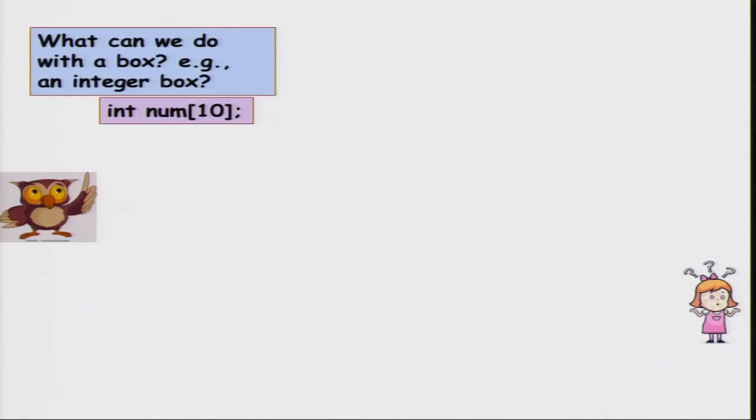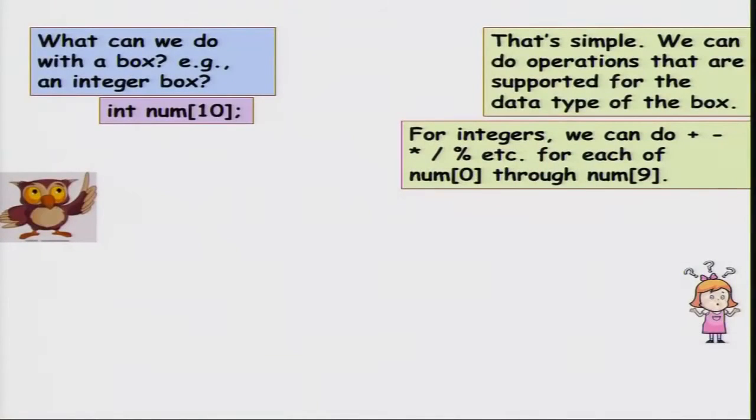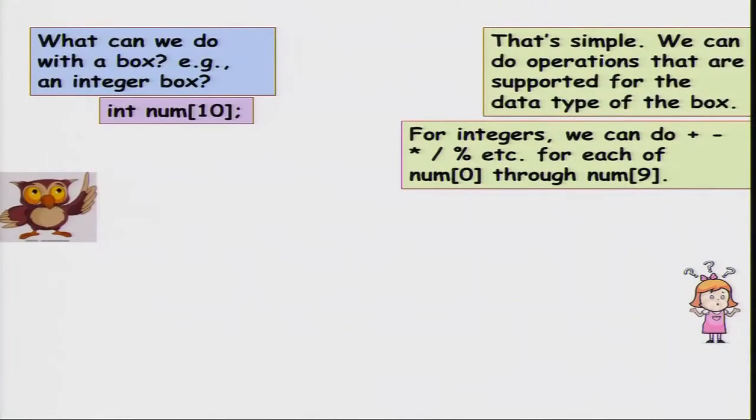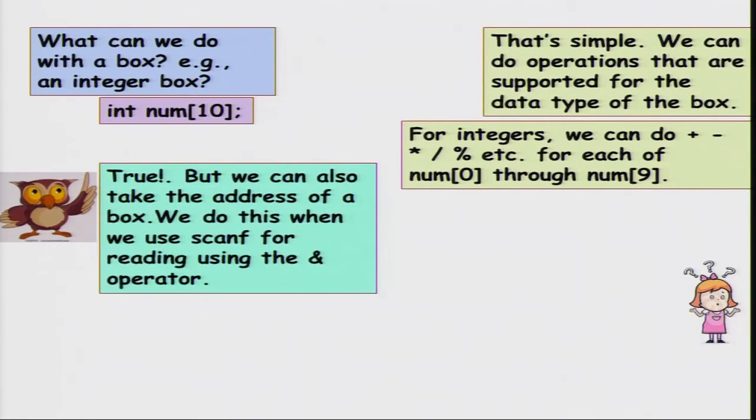Let us just step back a minute and ask what we can do with a particular box or variable in memory which is an integer. That is very simple. For example, you can scanf into that box, you can print the value in that box, you can do arithmetic operations on that box like plus, division, modulo and so on, and you can do this for each of the boxes from num[0] through num[9], because each of them by itself is an integer. But we will also see a new operation, which is that you can take the address of a box.